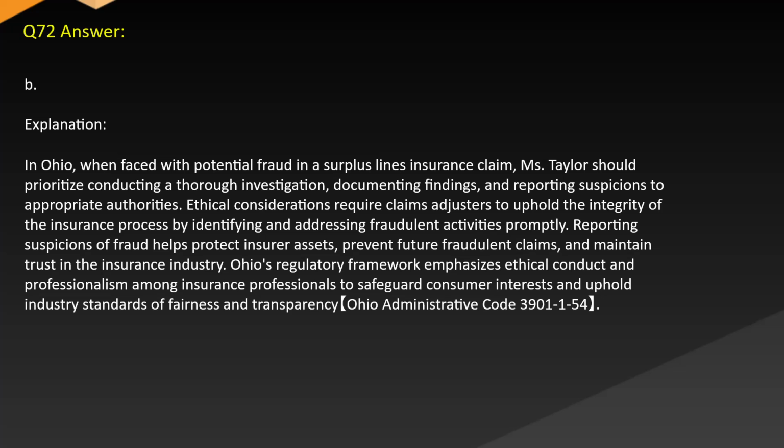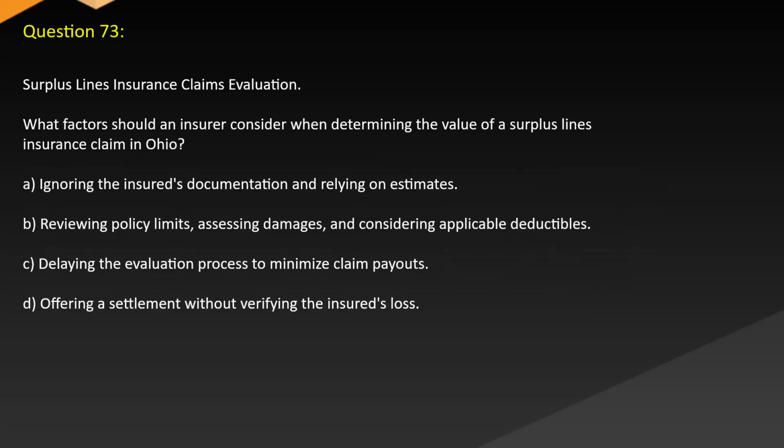Ohio's regulatory framework emphasizes ethical conduct and professionalism among insurance professionals to safeguard consumer interests and uphold industry standards of fairness and transparency. Ohio Administrative Code 3901-1-54. Question 73. Surplus lines insurance claims evaluation. What factors should an insurer consider when determining the value of a surplus lines insurance claim in Ohio?